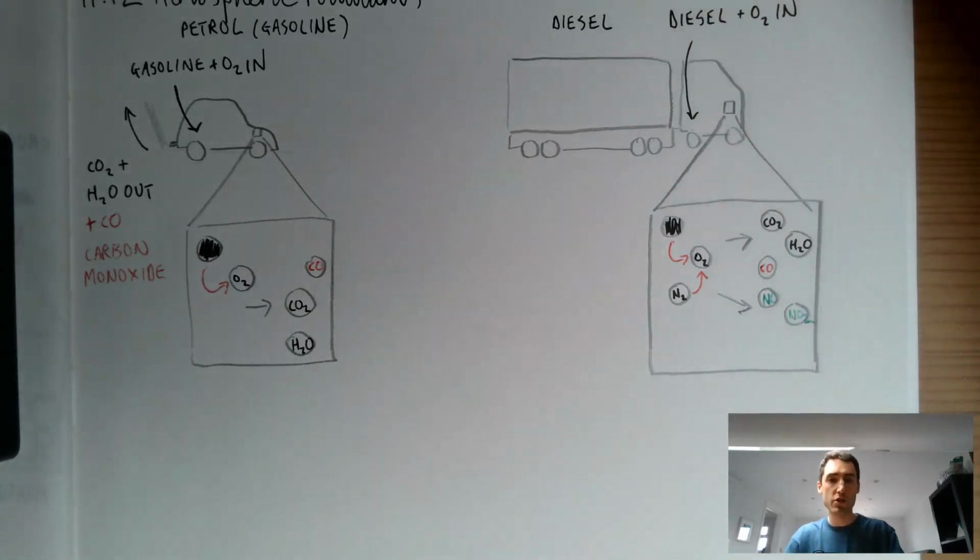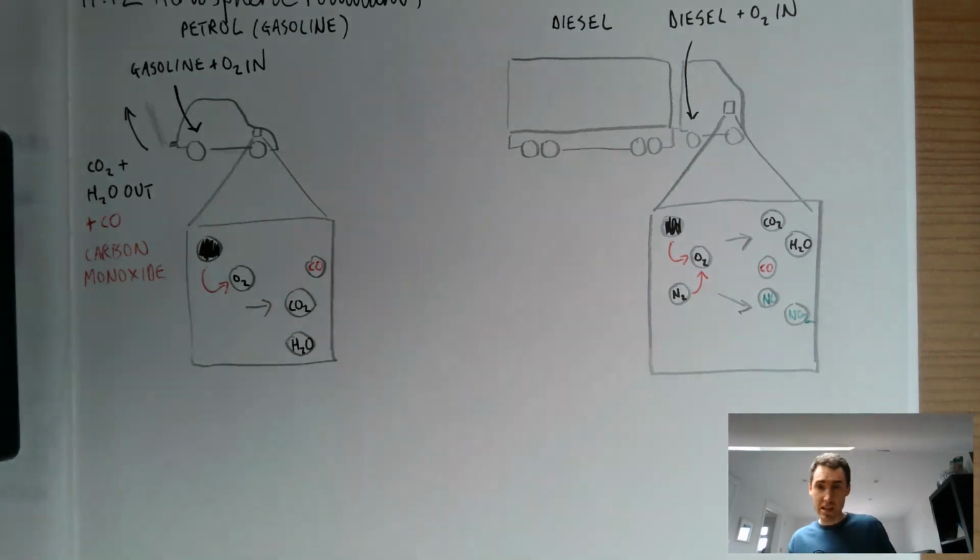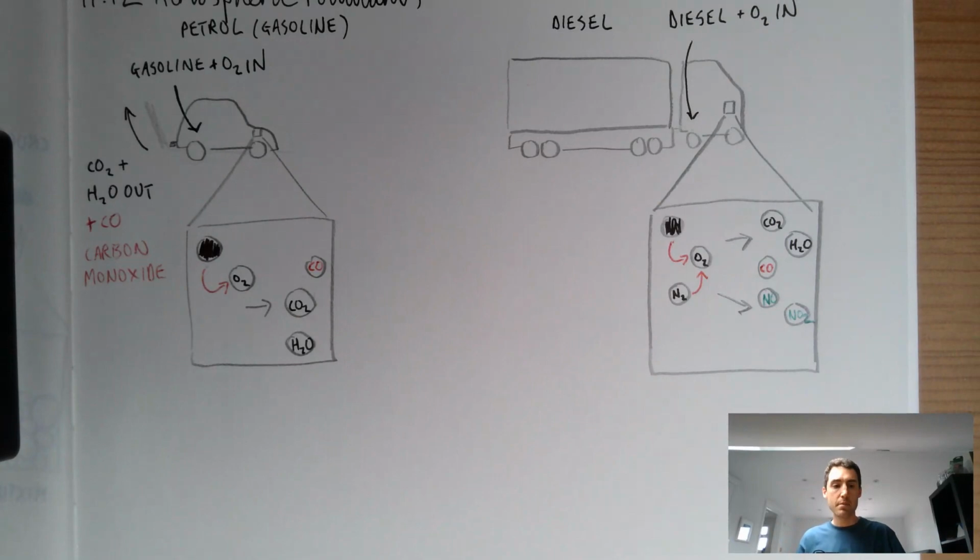And we want to stress to students that oxides of nitrogen are not great. They can be acidic, so they can cause acid rain, and they can also really aggravate asthma and cause some breathing problems as well. So that's an issue that we have there too.